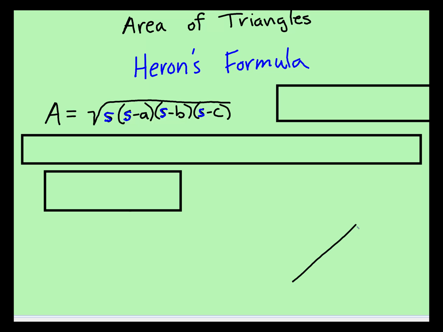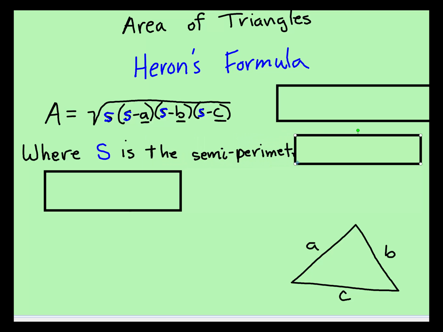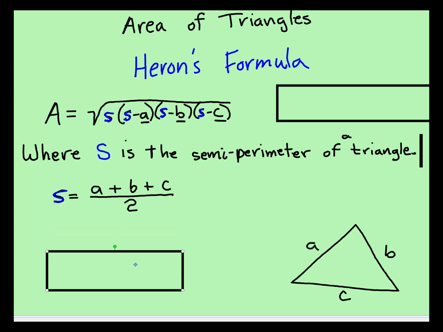So if we had a triangle, and this side was A, this side was B, and this side was C. So the A, B, and C are the sides of the triangle. And then S, what is S? S is the semi-perimeter of the triangle. So semi, like semicircle, is half. So half of the perimeter of a triangle, just like that.